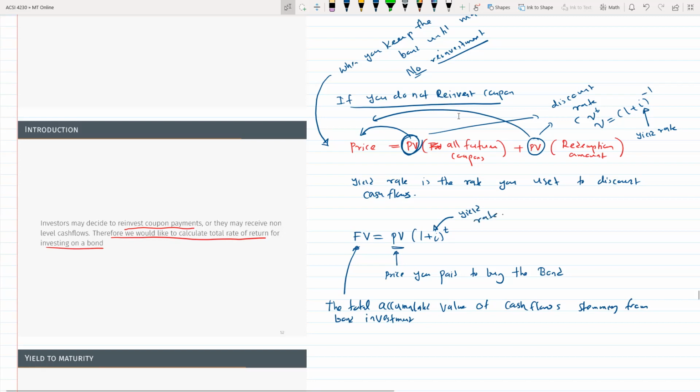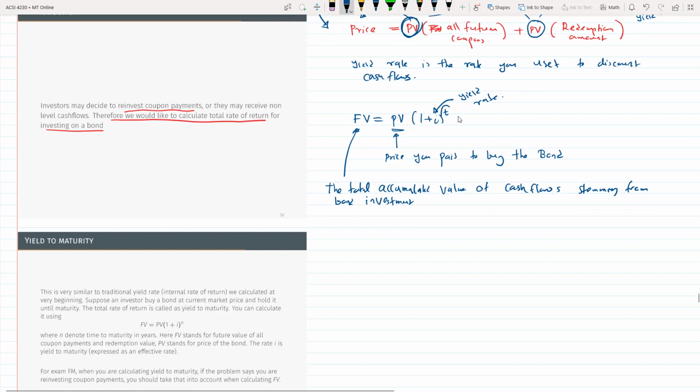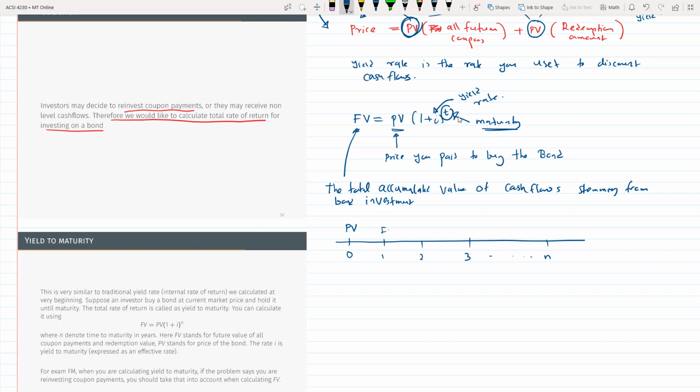Let me explain this. Time t is basically the maturity time. You can have this scenario: you have this bond, and at time 0 you pay the purchase price. Then you have times 1, 2, 3, and so forth up to n, where you are getting coupons plus the redemption amount C. This is if you keep the bond until maturity.